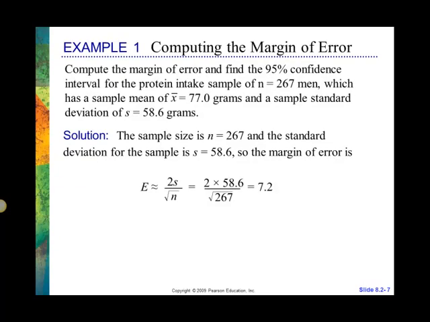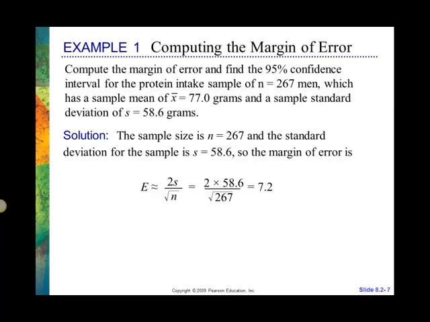Okay, so to calculate the margin of error, they're going to ask you to calculate the 95% margin of error. We have an n of 267, a sample mean of 77 grams of protein. This is protein intake, and a standard deviation of 58.6, which is pretty large. Because of this, we have to calculate our error. Our error is 2 times the standard deviation divided by the square root of n. So we do that out, and we get 7.2 as the margin of error.